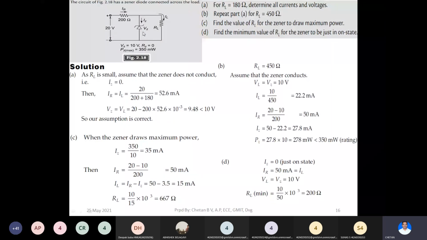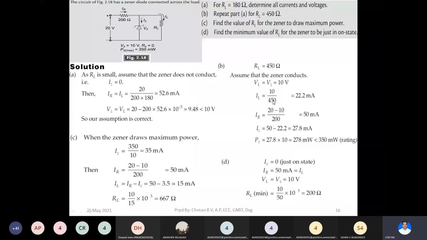Therefore, from that you directly calculate IL. VL is Vz, that is 10 volt. IL will be the voltage, that is 10 volt, divided by the value of RL. Value of RL is 450. Therefore, 10 divided by 450, you will get 22.2 milliampere.